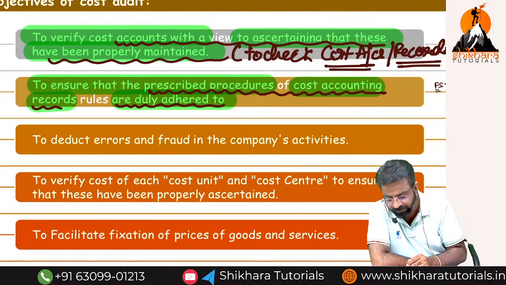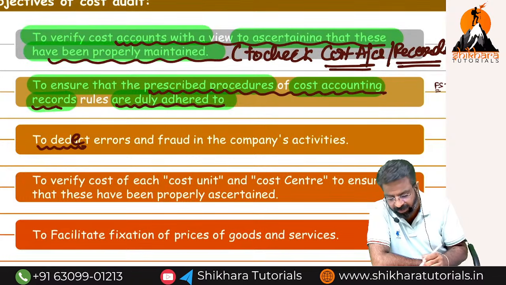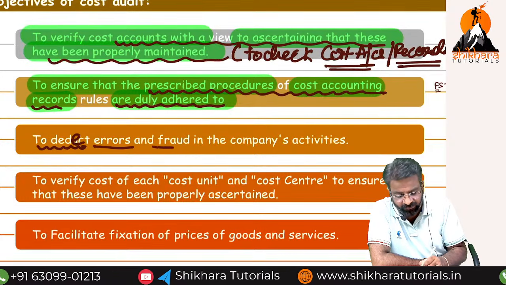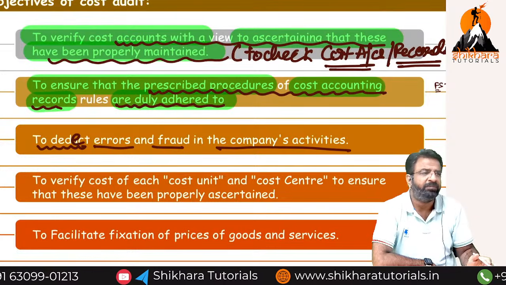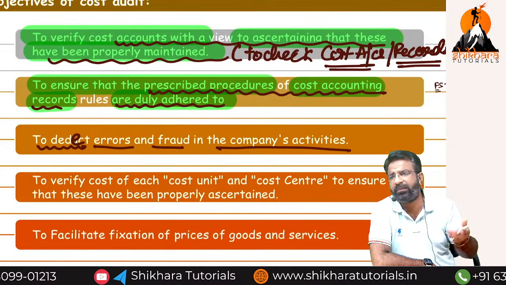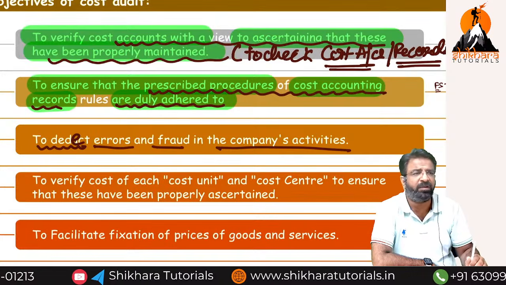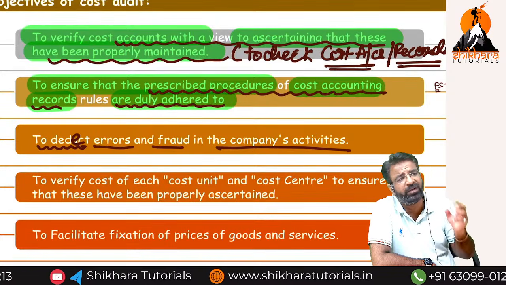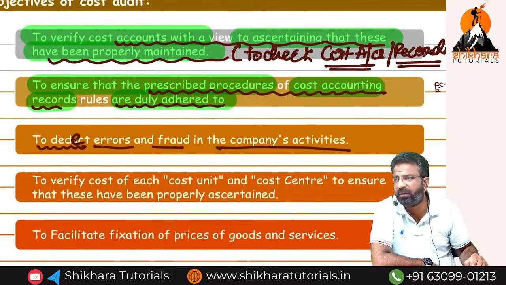What is the next one? To detect, not deduct, to detect errors and frauds in the company's activities. That will be the objective of both the same: financial audit as well as what? Cost audit. So basically, what kind of frauds and errors will you find in the cost audit?